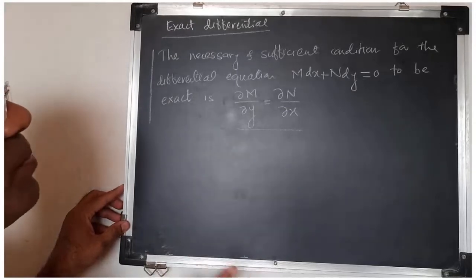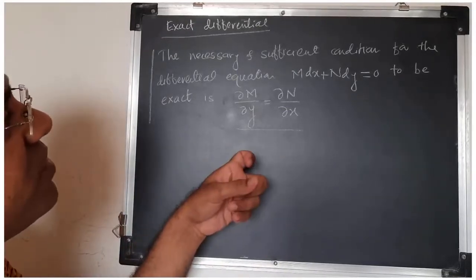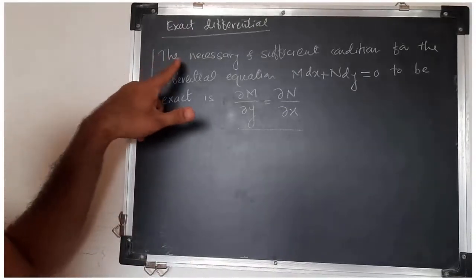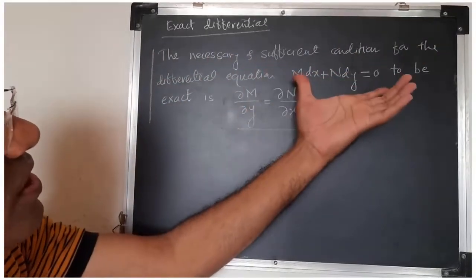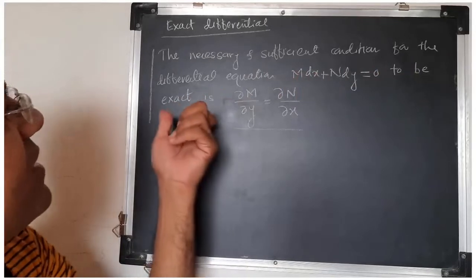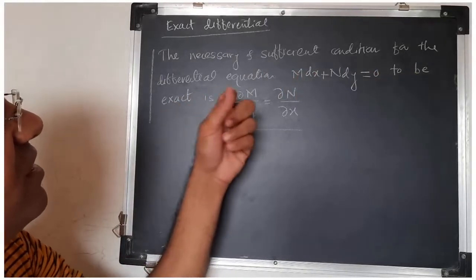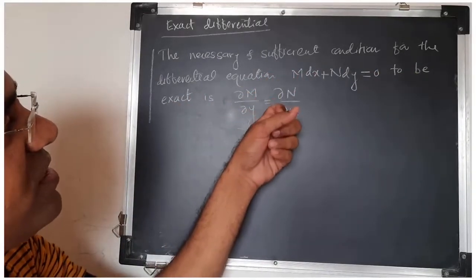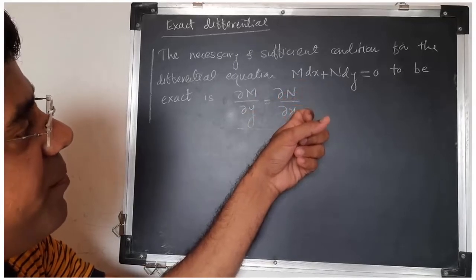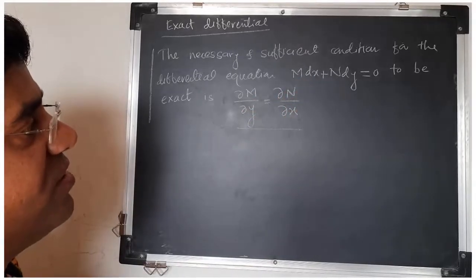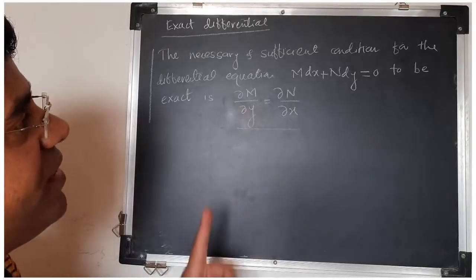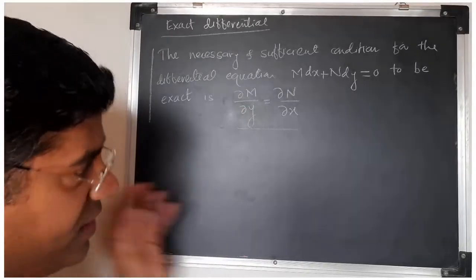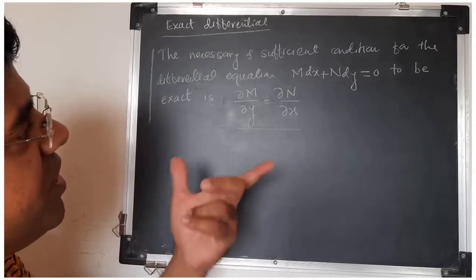So we'll see briefly what they want to say here. The necessary and sufficient condition for the differential equation to be exact is ∂M/∂y equal to ∂N/∂x. So this is the case we will have to consider over here. Now what is the meaning of this one?